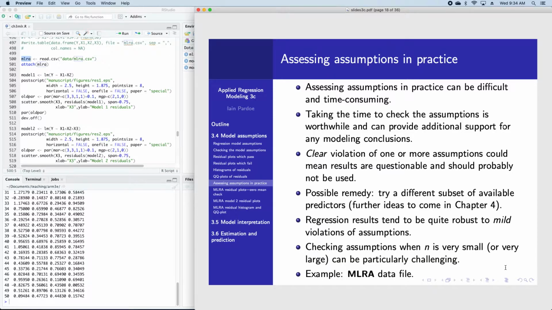Another caveat that we came up against with simple linear regression is that residual plots can be quite difficult to use either when n is really, really small, or conversely when n is really, really big. So residual analysis of the type that we're talking about here works best in moderate sample sizes.